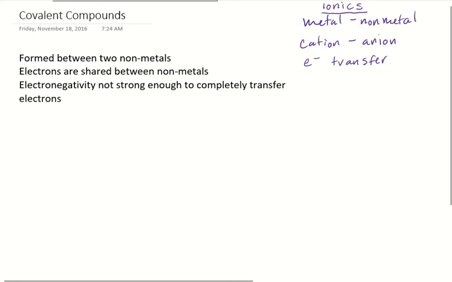When we jump over to covalent, we see some key differences. One, we're dealing with two nonmetals that are bound together. Electrons are now shared. We'll get into electronegativity in a second.